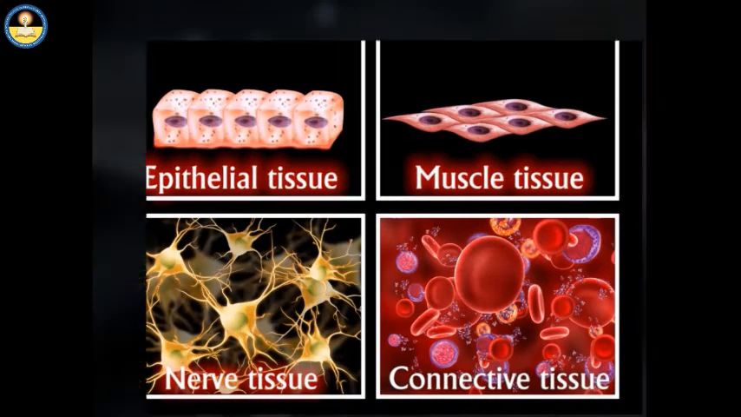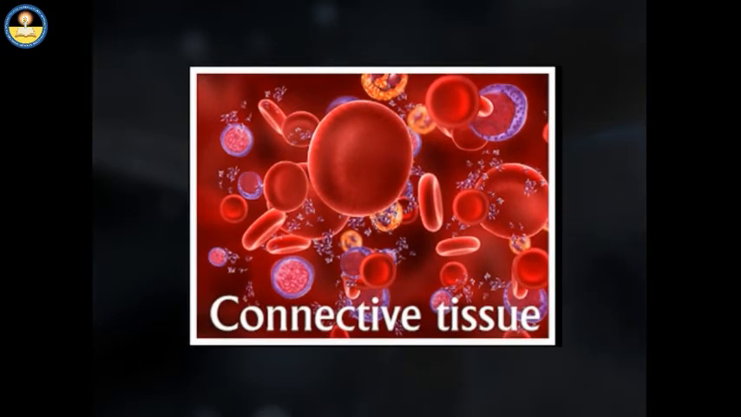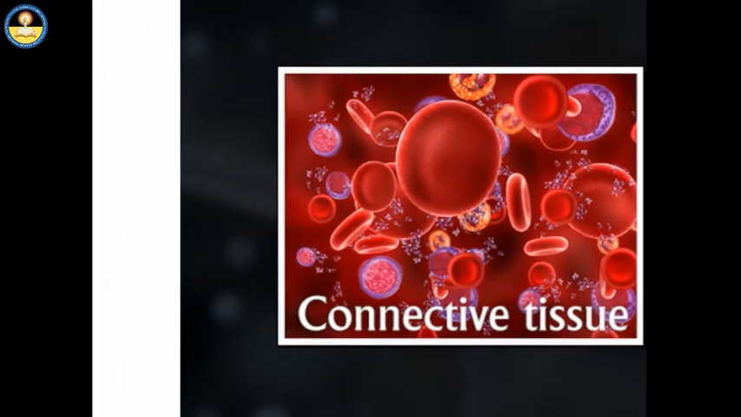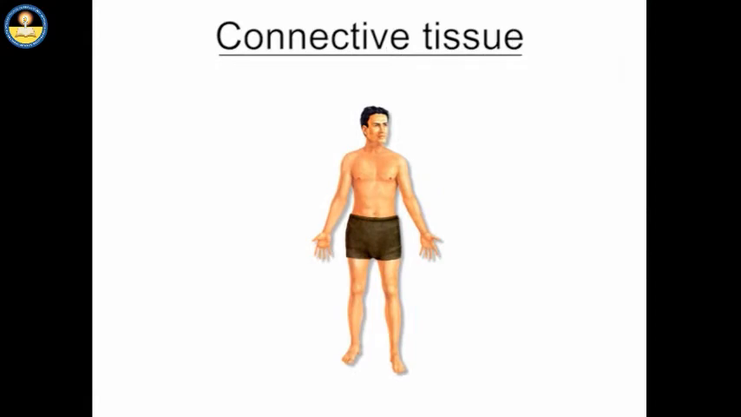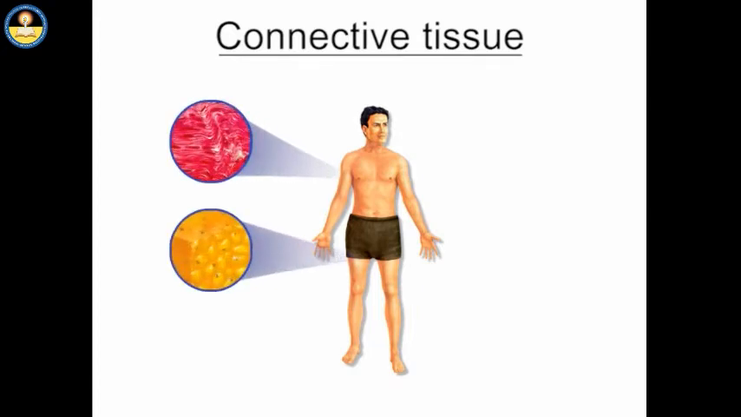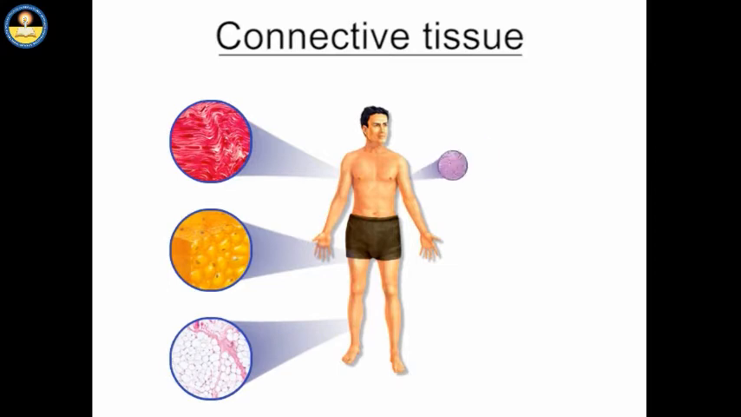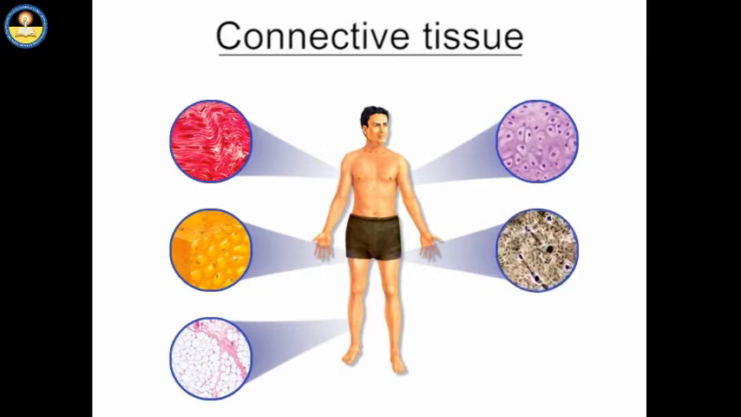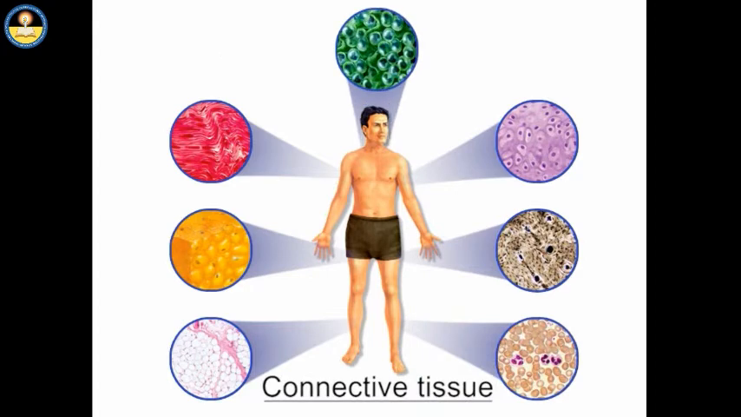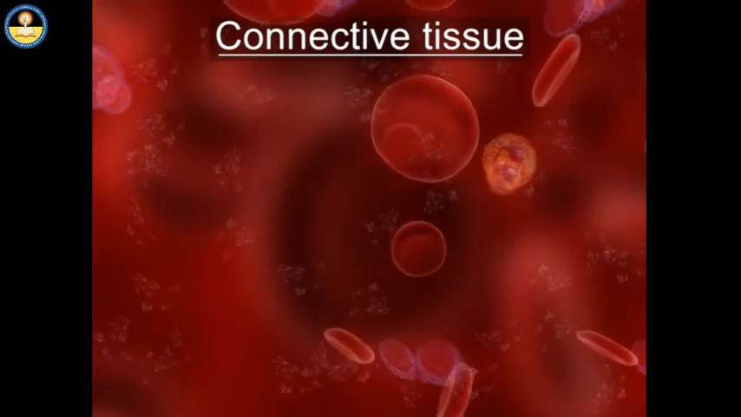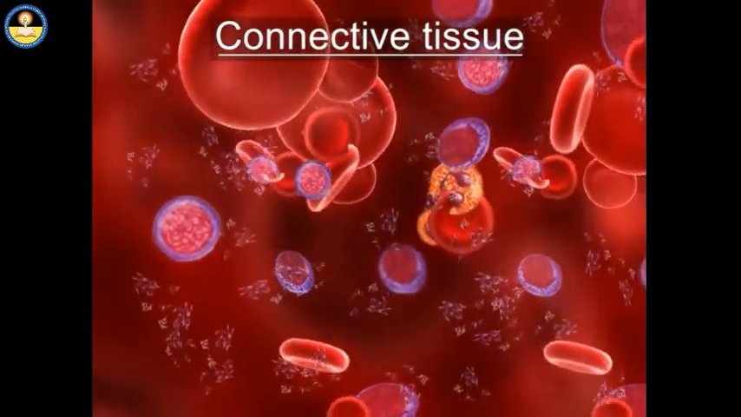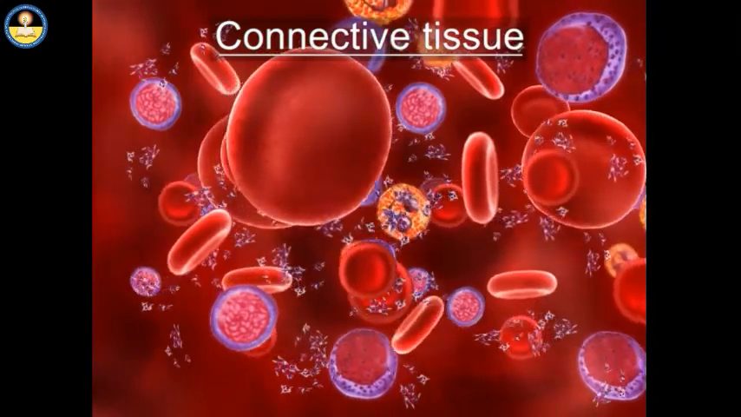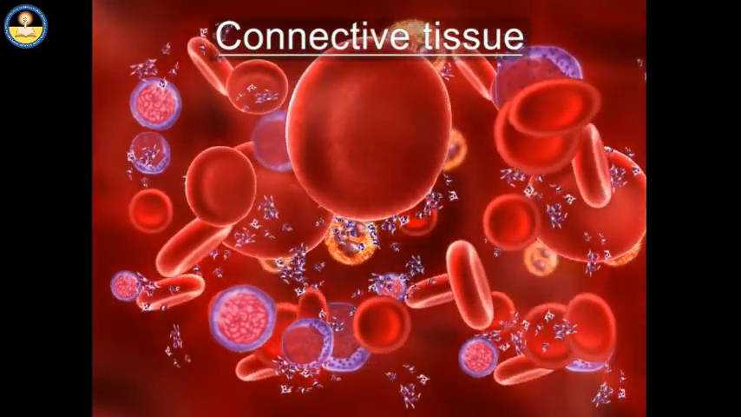Connective tissue is the most abundant and the most widely distributed of the tissues. The common types of connective tissues found in the human body: ordinary loose connective tissue, fat tissue, dense fibrous tissue, cartilage, bone, blood and lymph, which are all considered connective tissue. Blood connects the body systems together, bringing the needed oxygen, nutrients, hormones and removing the waste.